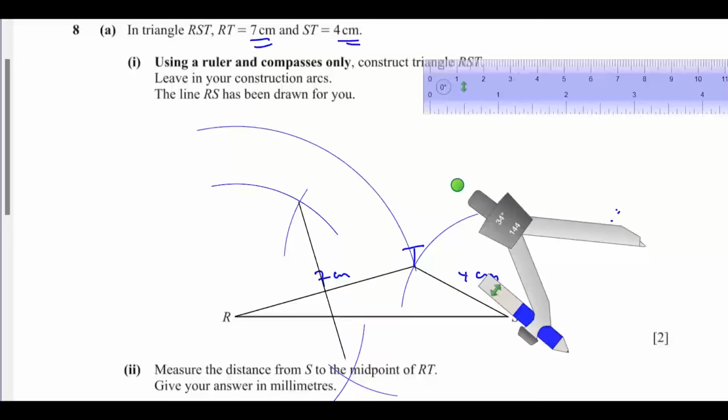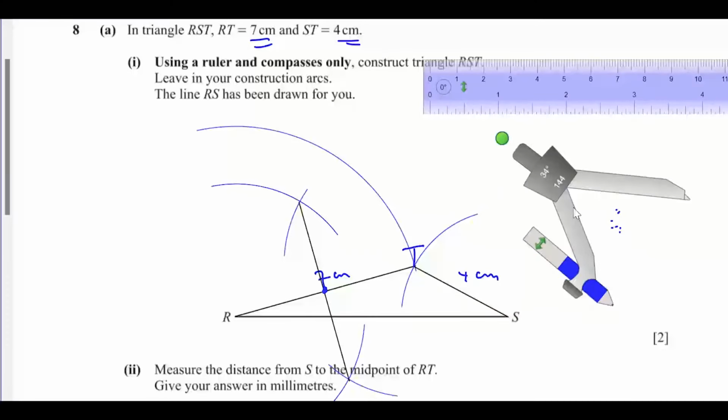Have something like this here. Okay. So this is the midpoint of RT. This is the midpoint. Okay, so we want to measure from this point to point S. So we have to measure the distance from S to the what? To the midpoint of RT. So I can draw a line here from here to here. That is the distance I want to get.